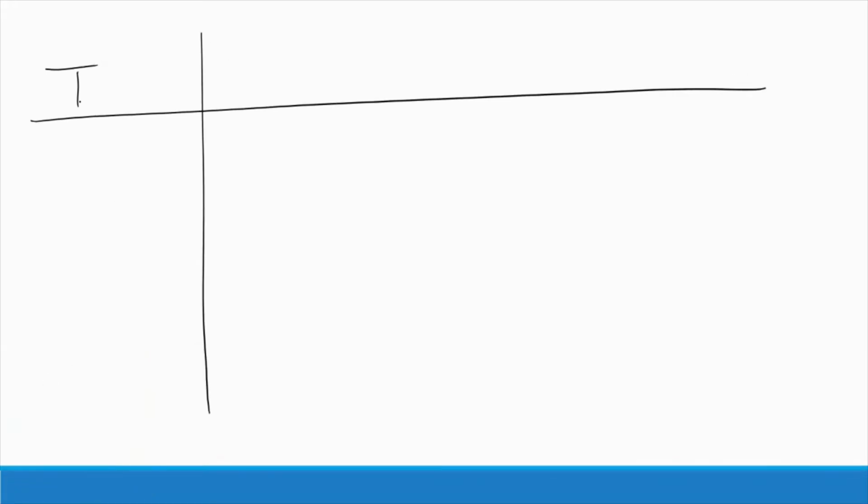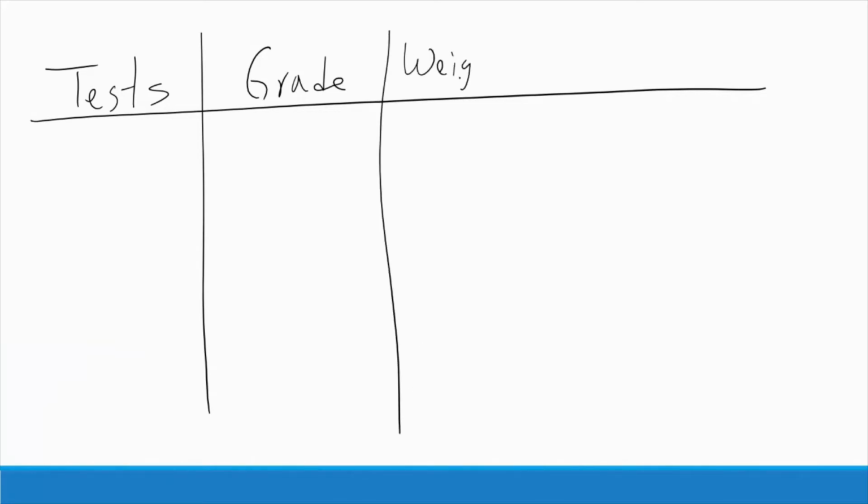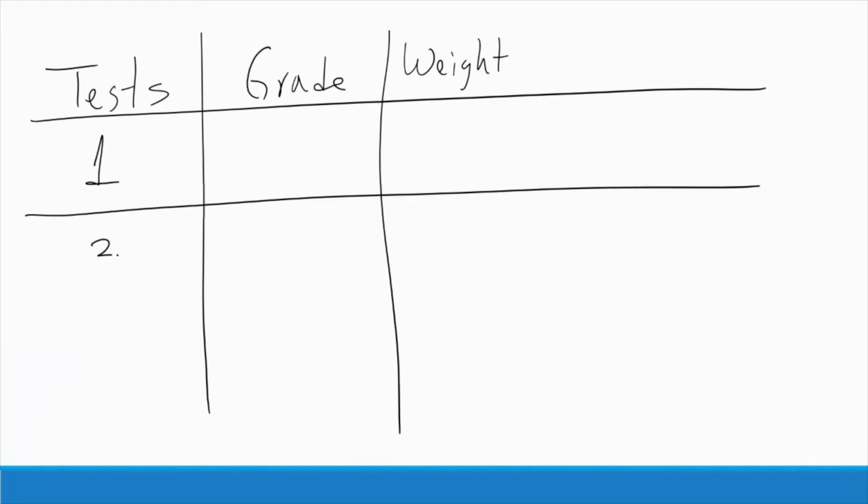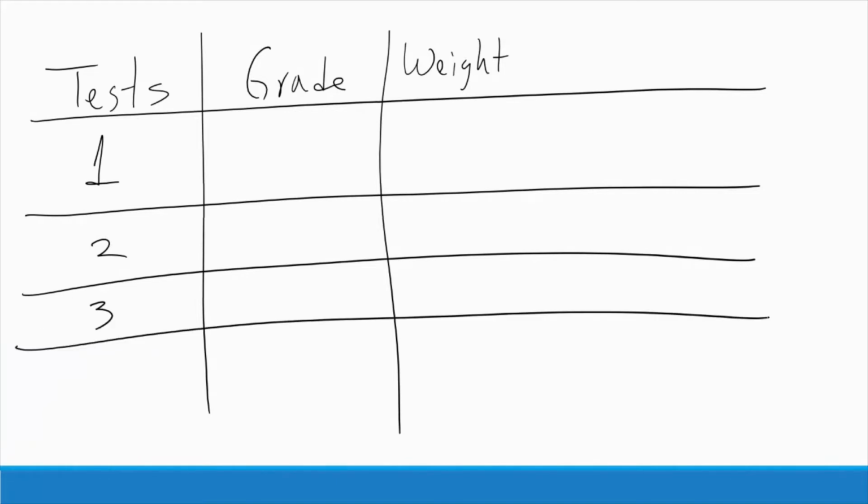So I'm going to have, let me see. So test 1, I'm sorry, just test. Okay, test, and I'm going to put here grade, and I'm going to put here weight. Okay, so I'm going to have test 1, test 2, test 3, and just final. Okay, so now what happens with this?